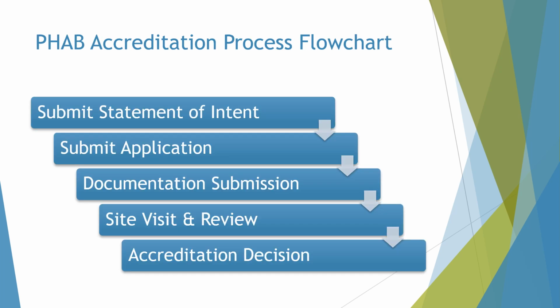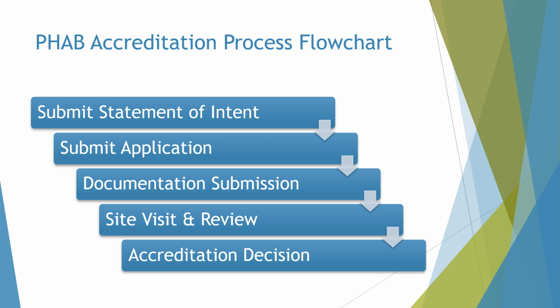So let's begin with the big picture, which is how PHAB accreditation actually works. This flowchart outlines the accreditation process from registration to site visit to reaccreditation. For most departments, this journey spans several years and includes a self-study, documentation submission, peer review, and continuous quality improvement. Your child CHIP process plays a foundational role here.